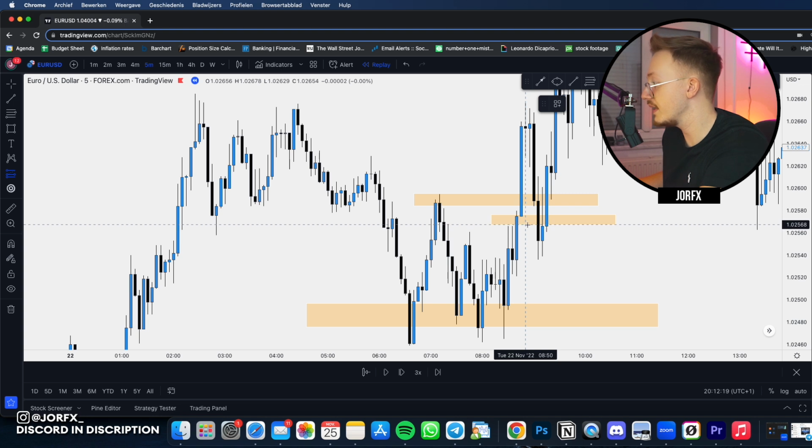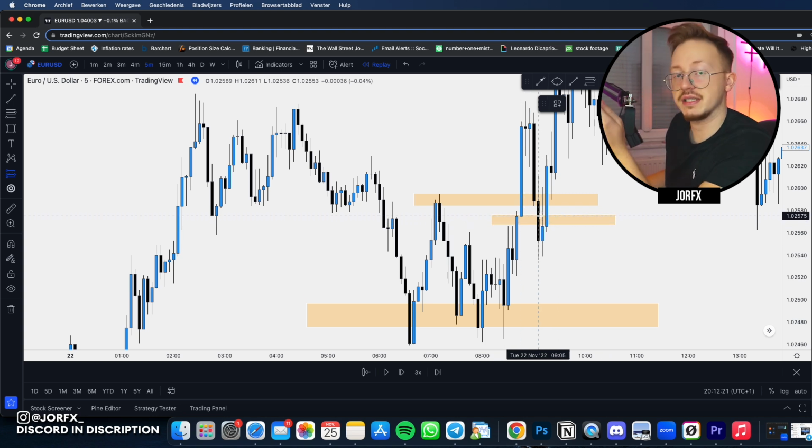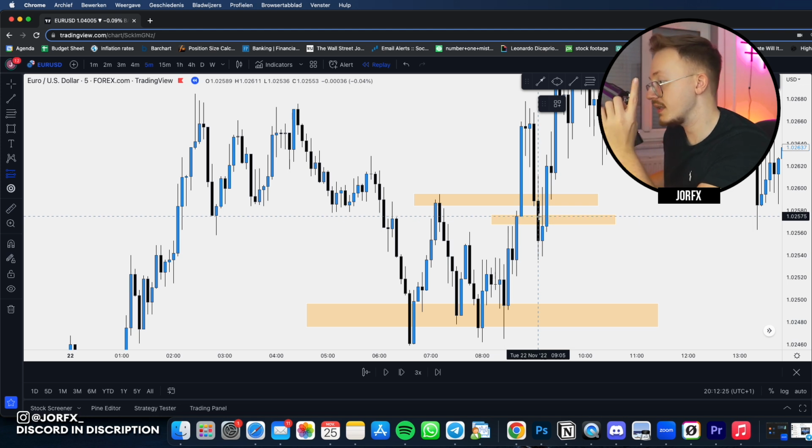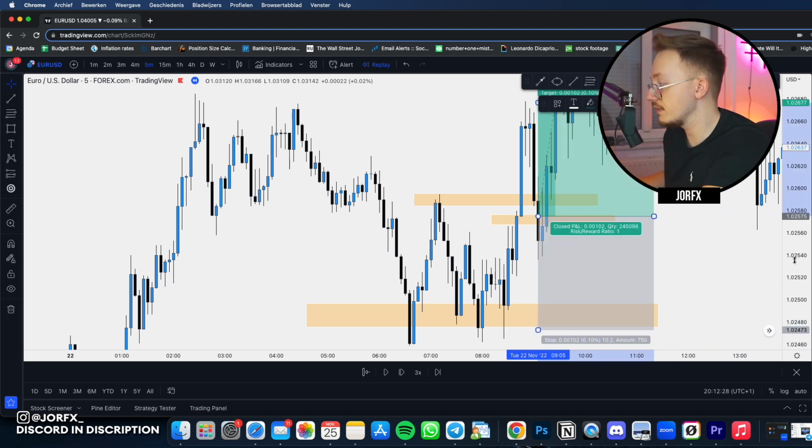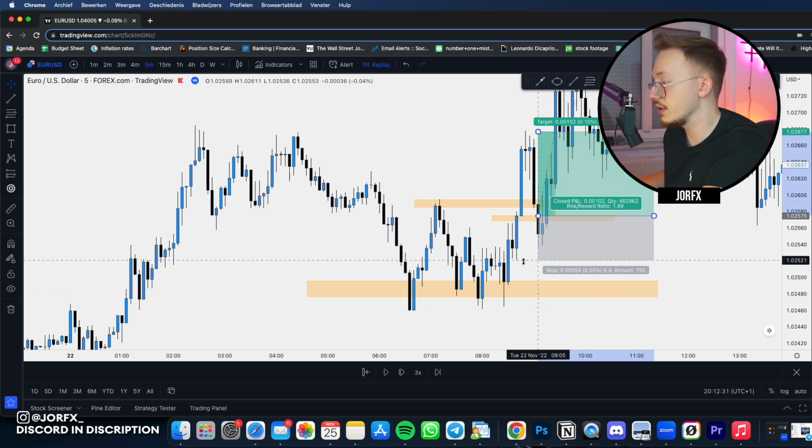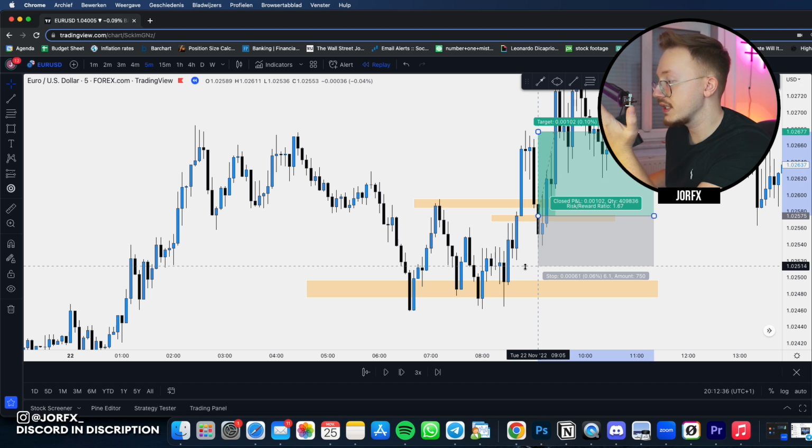Is there a key level in there? No, there isn't. So if there is not a key level in your fair value gap, or if your fair value gap is too small, you just place it at the beginning. You just place it at the beginning right here. Then you place your stop loss underneath the swing low. This is your swing low. And guys, don't put it at your swing low. Give it some space.